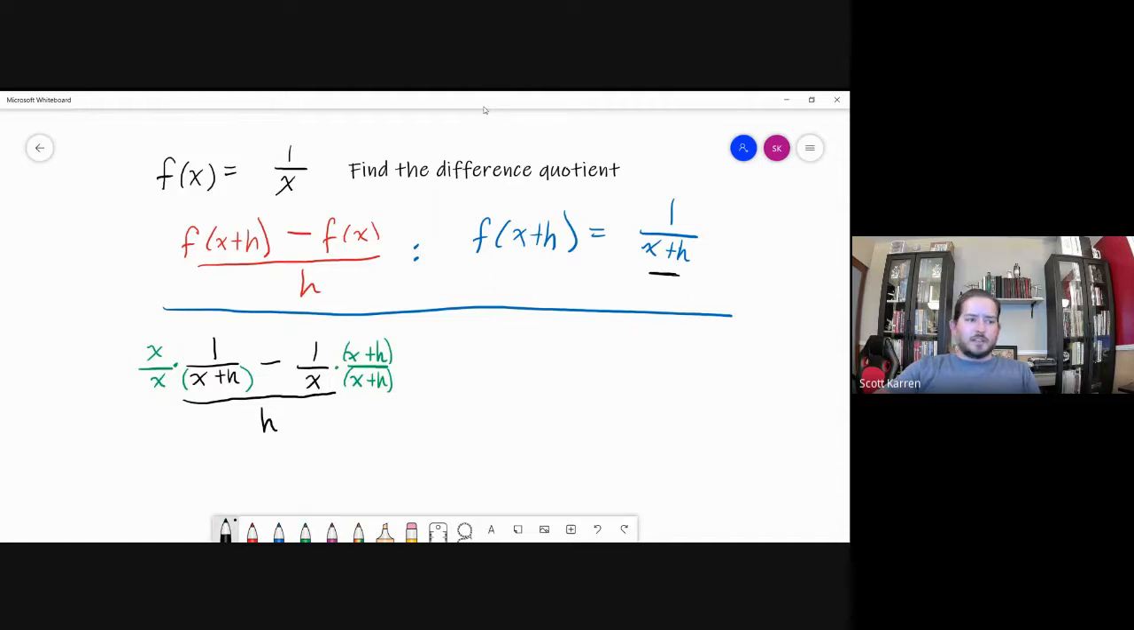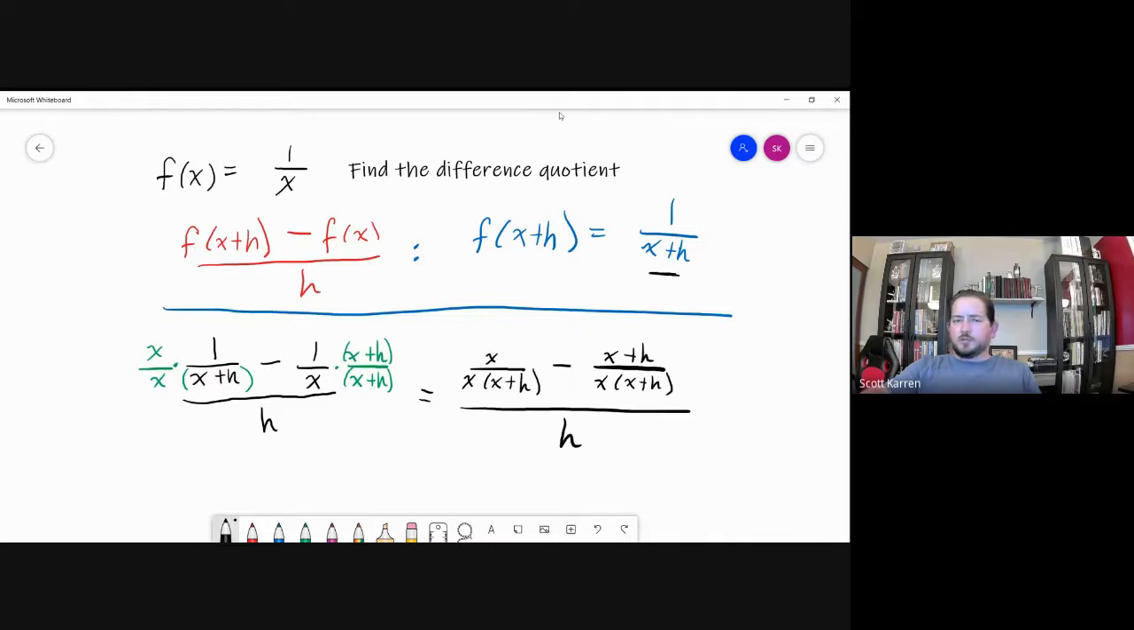And so if I clean this up just a little bit more, a couple steps, the left fraction becomes x over x times x plus h, which is what I wanted. Minus, I'm going to write this as x plus h over x times x plus h. Once again, that's what I wanted. I wanted those two denominators to be the same so I could combine them. And then this is all over h.